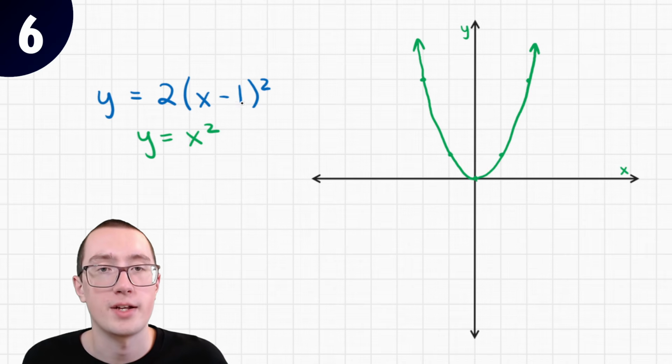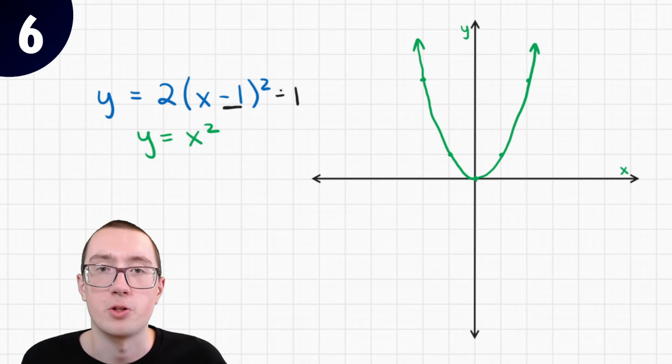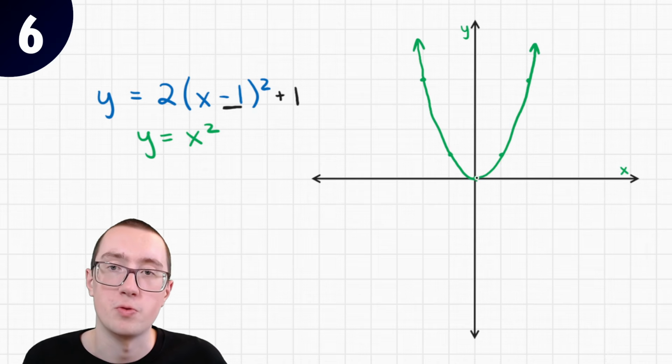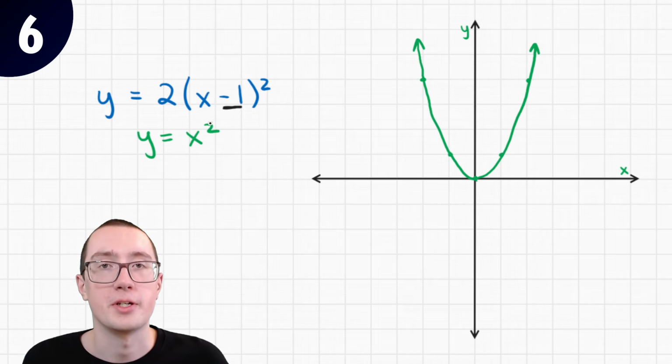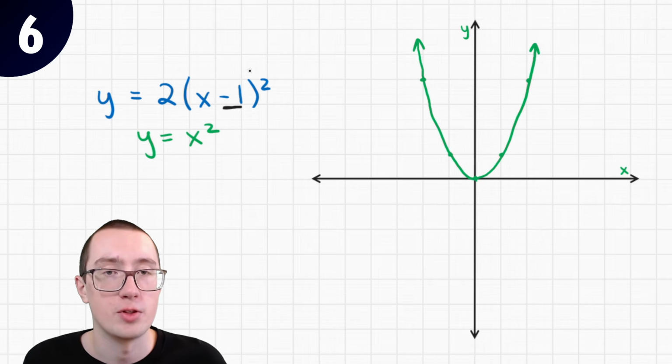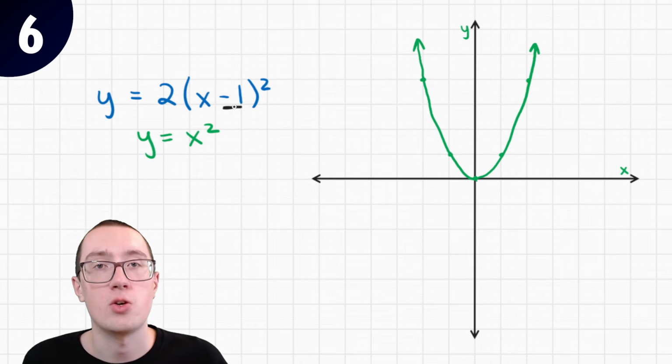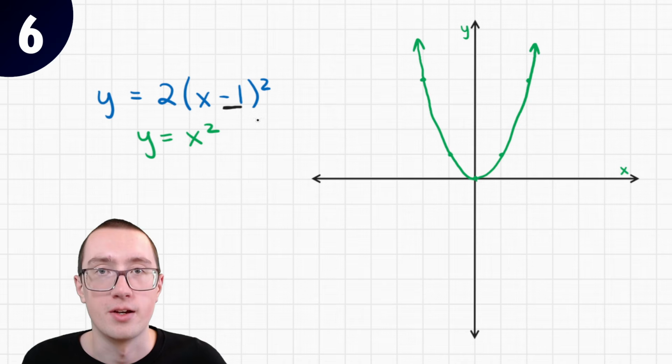Well, let's look at this minus 1 first here. If this minus 1 or a plus 1 was on the outside, then it would move the graph up or down. So if this was a plus 1, it would move the graph up 1 square, or if this was a minus 1, then it would move the graph down 1 square. But because this minus 1 is on the inside of the parentheses here, it's actually going to move the graph left or right. And it's the opposite of what you might think.